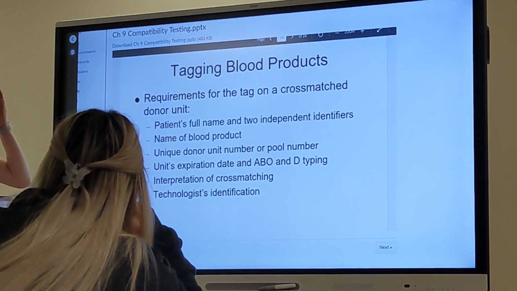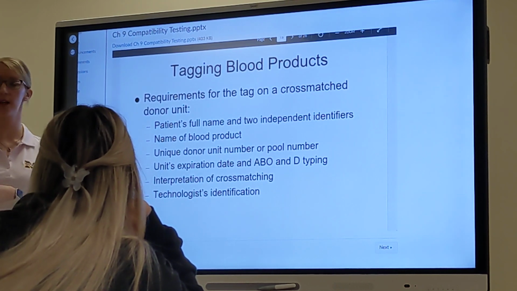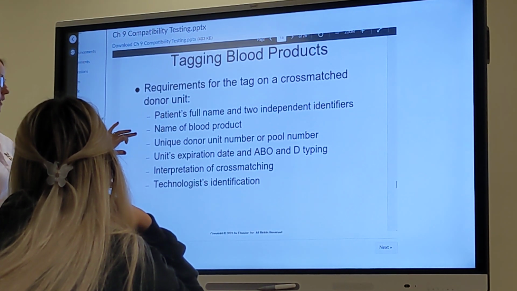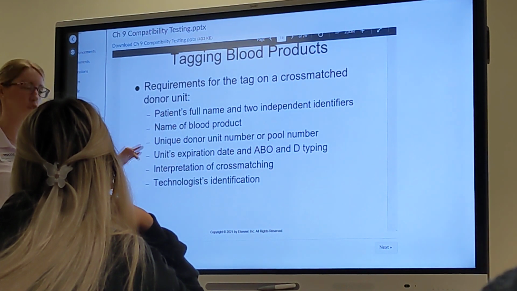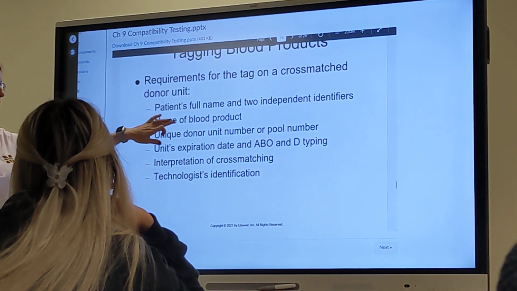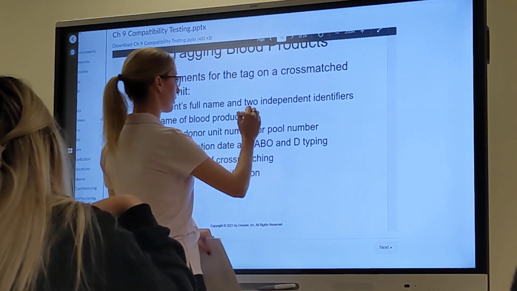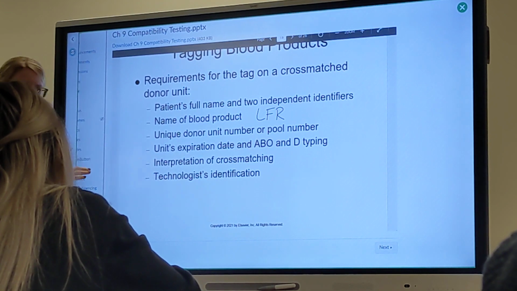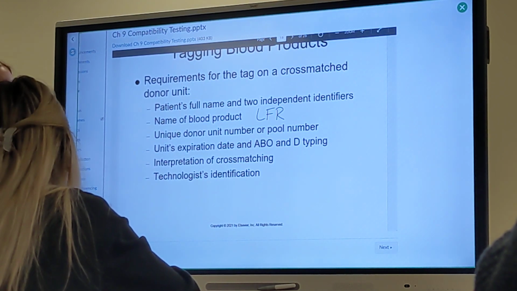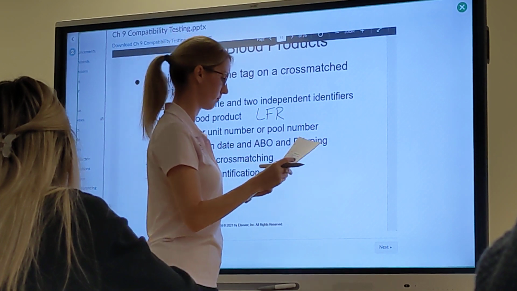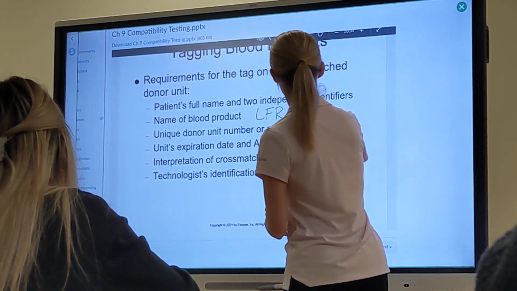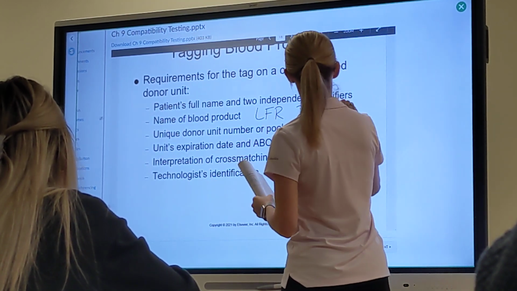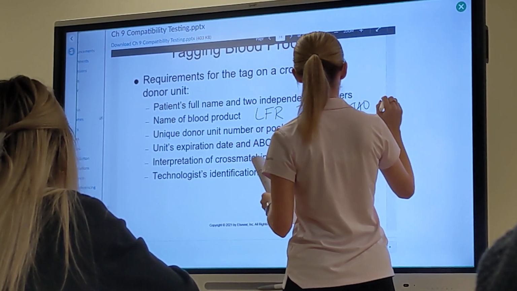Tagging blood products. These are the requirements for the tag after you've cross-matched a unit for a particular patient. It has to have their full name and 2 independent identifiers. Usually it's gonna have more than that. It'll have the name of the blood product, like leukocyte-reduced, so it'll be called LFR, leukocyte filtered red blood cells. There's different kinds of platelets, apheresis platelets, whatever it is. Cryo precipitate, FFP.